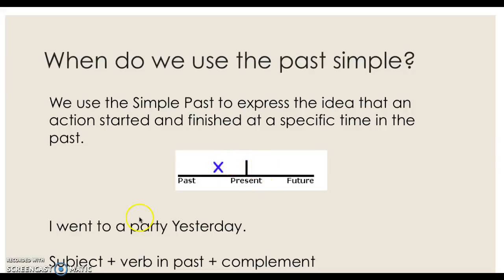So for example, we can say, I went to a party yesterday. Went is the past tense of the verb go. So what we do to create the past simple is just that we have the subject, in this case I, and then we have the verb in the past. So the past tense of go, as I told you, is went. And then we have the complement. So to a party yesterday.